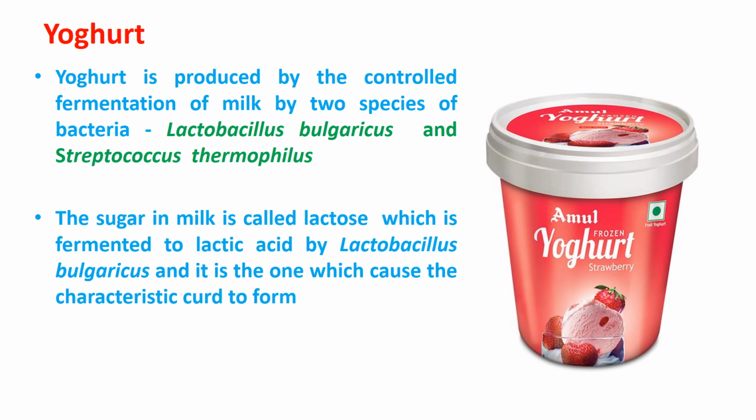Now we will discuss yogurt. Yogurt is also a kind of curd, but it is a special kind of curd with very specific culture. So yogurt is produced by the controlled fermentation of milk by two species of bacteria, Lactobacillus bulgaricus and Streptococcus thermophilus. The sugar in milk, called lactose, is fermented to lactic acid by Lactobacillus bulgaricus, and it is the one which causes the characteristic curd to form. So yogurt is a special kind of curd where specific cultures are used and they need a very specific temperature, and it gives a typical flavor and other advantages.